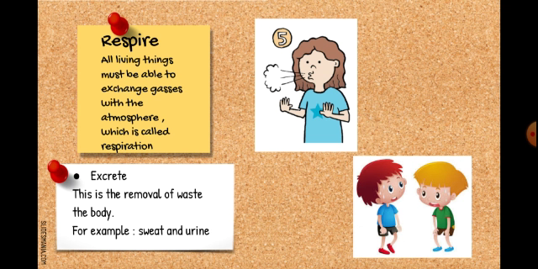Okay, a characteristic of living things is that they respire. All living things must be able to exchange gases with the atmosphere, which is called respiration. Okay, and living things can excrete. This is the removal of waste from the body, for example, sweat and urine.